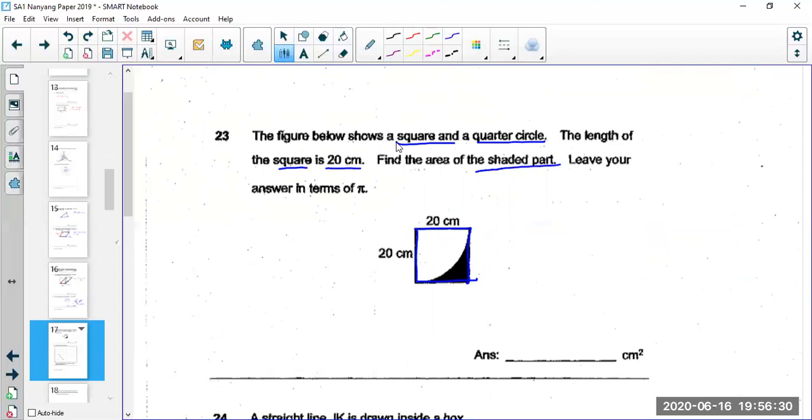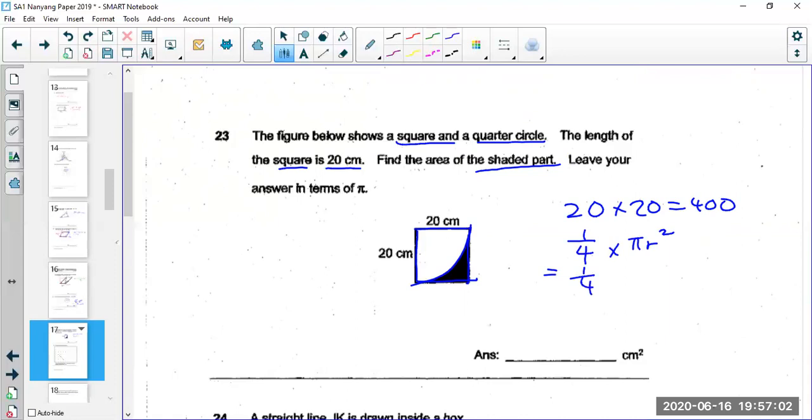So when you want to find anything shaded, what do you do? Look out for regular shapes. The shaded part is not regular. Look out for squares, rectangles, circles, quadrants, and then can you find the area of the square? All right. So what's the area of the square? Length times length will be the area of the square. Then what's the quadrant? Can you find the area of the quadrant? 1/4 times pi r squared.